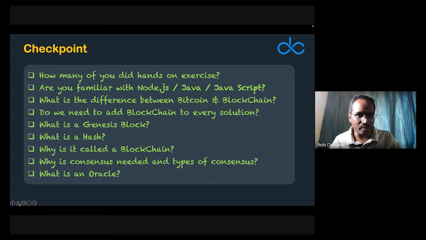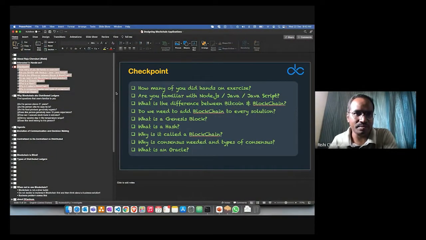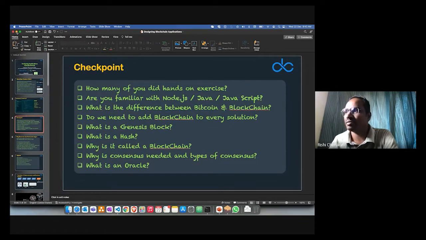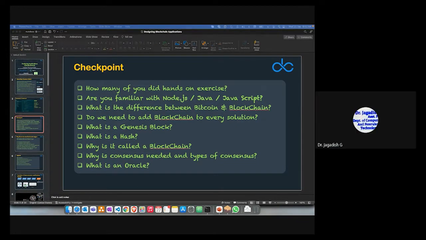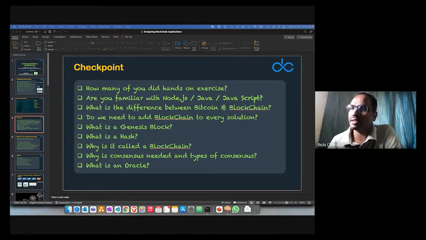Then, what is the difference between Bitcoin and blockchain? Can someone try answering? You can unmute yourself if you would like to, and then we can go from there. Anyone wants to unmute? Dr. Jagdish, do you want to go? Blockchain versus Bitcoin, what's the difference?